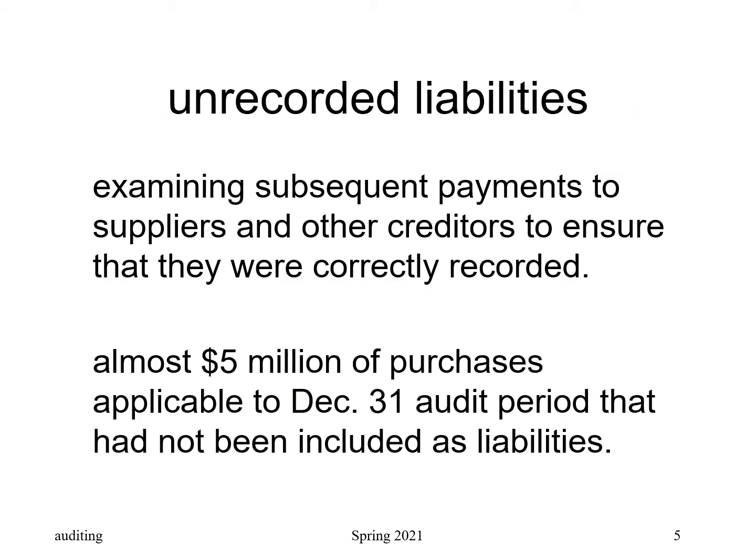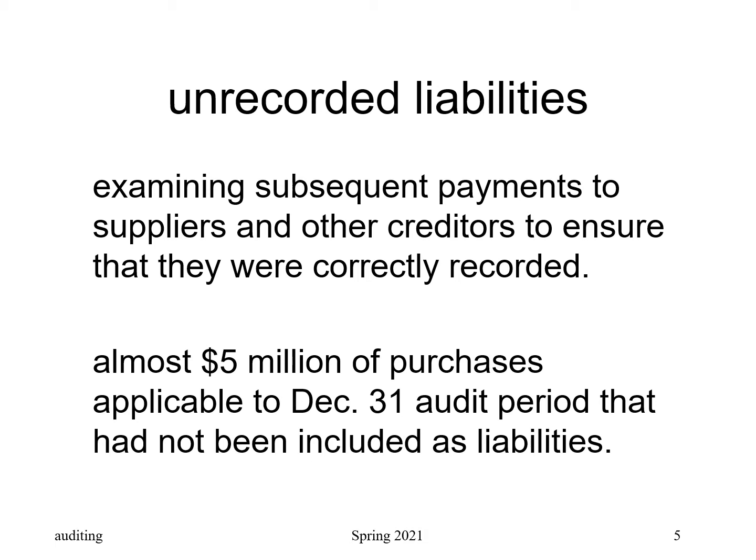Unrecorded liabilities. Now we started unrecorded liabilities when we audited cash. If you remember the bank confirmation, the second section of the bank confirmation had a list of loans, and we're asking the bank to confirm those loans. Are these correct? So if they have any loans that they conveniently forgot to tell us about or forgot to include on their financial statements, we're asking the bank to help us find those unrecorded liabilities.